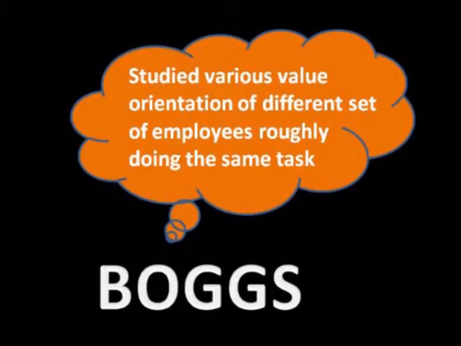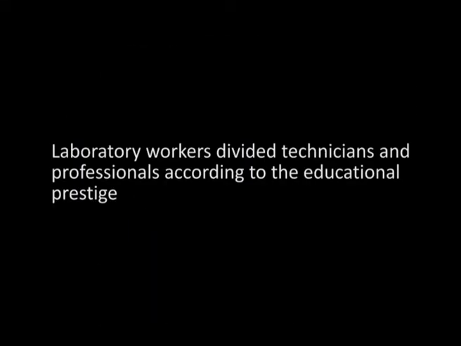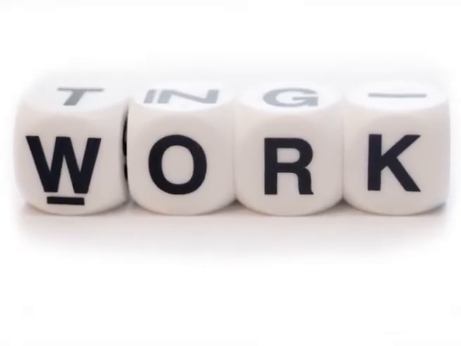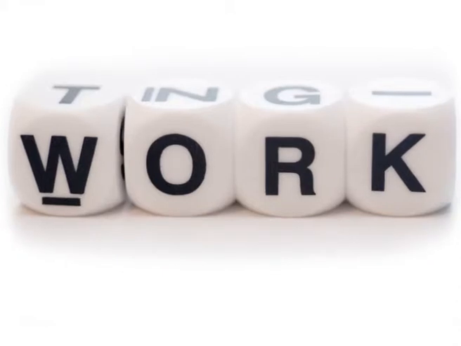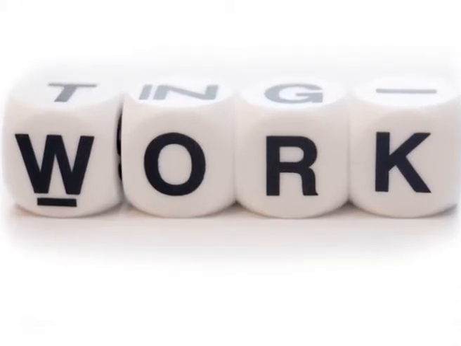Box in 1963 studied the various value orientations of different sets of employees doing roughly the same task. Laboratory workers were divided into technicians and professionals according to educational prestige. The work is highly material for the professionals, while the technicians were more concerned about job security and pay. The difference in values was because the professionals wanted to get involved in all phases of life fully and were frequently rewarded all the time.